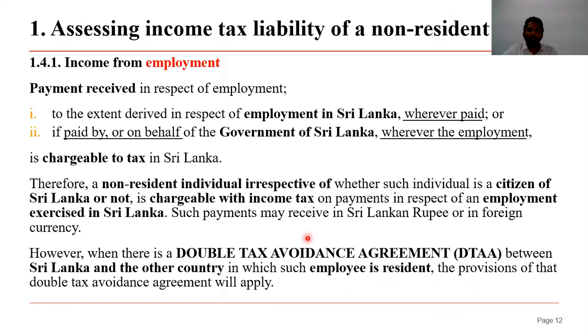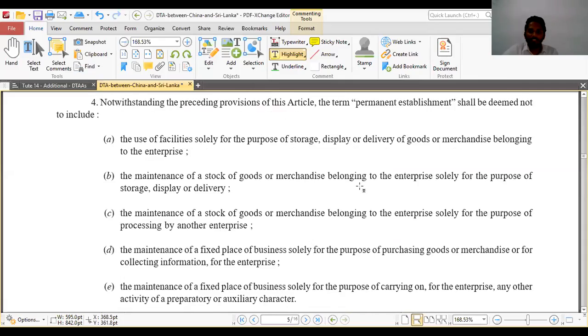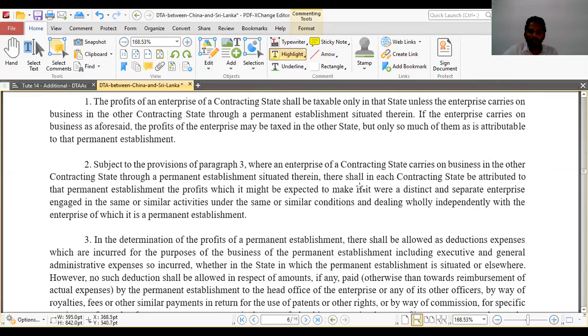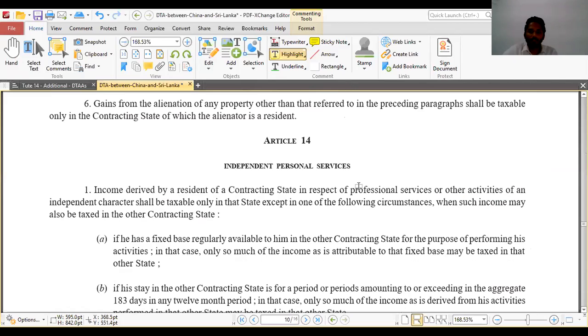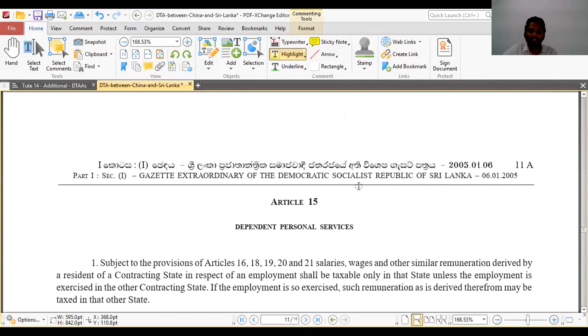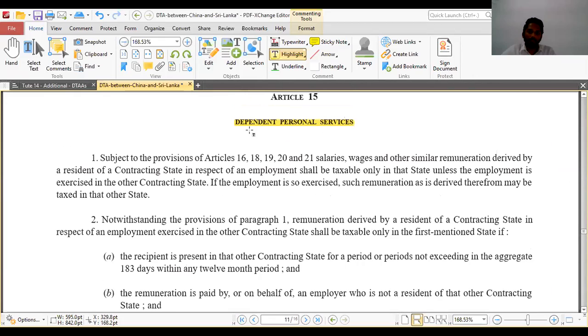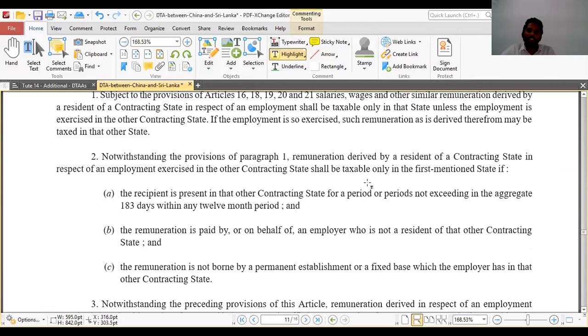I will share the dependent personal services article also with you. I'm not going to explain this now. This is independent personal services and the dependent personal services here. The article 15 in the China Treaty. Then you need to decide this way to determine residency.